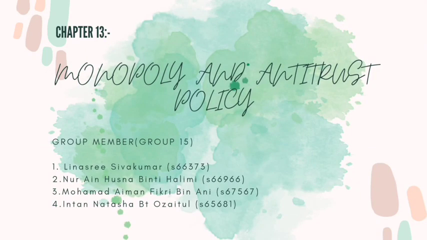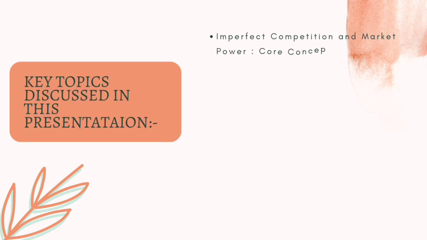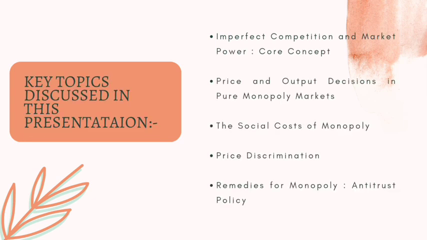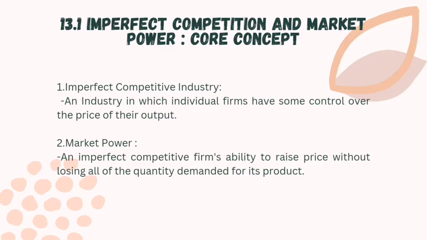Group 15 is going to present about monopoly and antitrust policy. There are five key topics discussed in this presentation. Firstly, imperfect competition and market power concept.